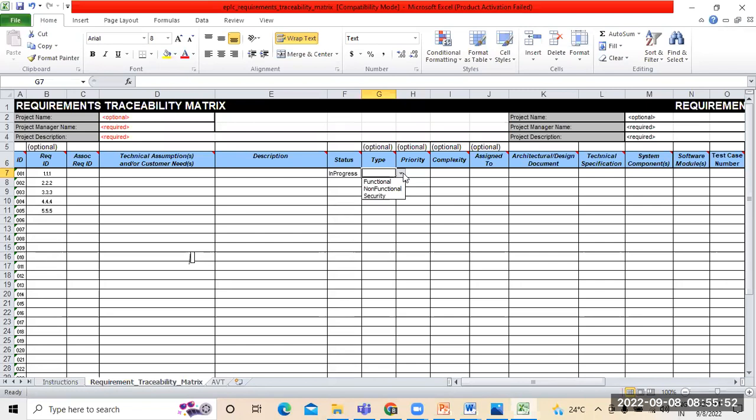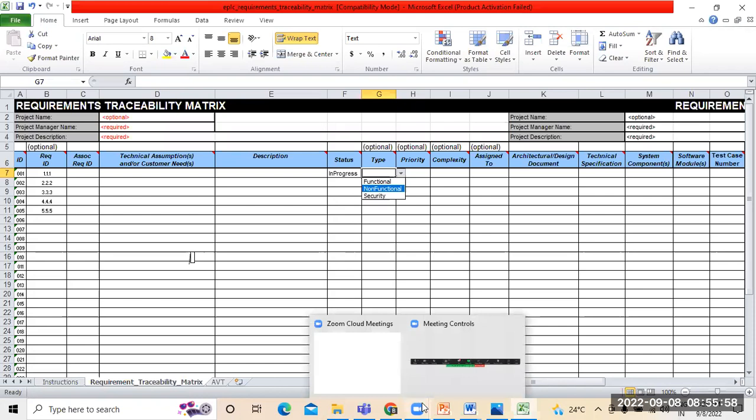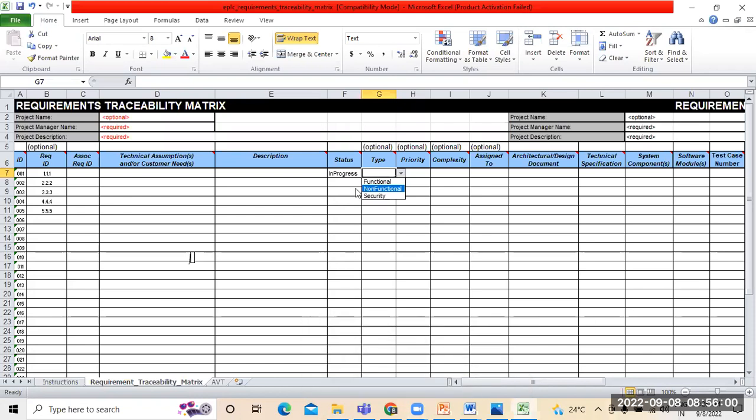So we have to consider functional requirements, and we have to consider non-functional requirements. At the same time, we need to understand the security requirements as well, right? So what is security? Security means what security standards, policies and procedures you are following. Any security aspects will be mentioned under this type.